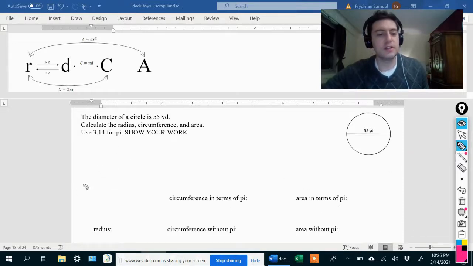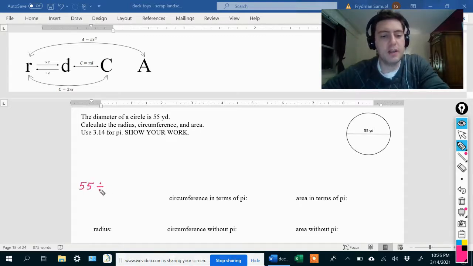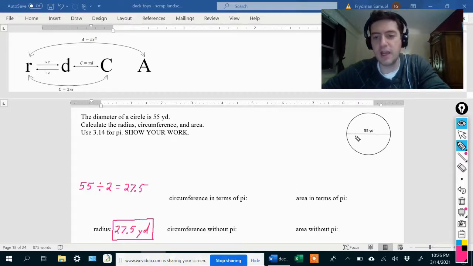We're just going to write 55, which is the diameter, divided by 2, and that would give us 27.5. So over here, we're going to write 27.5 yards, and we will box our answer. Hopefully that makes sense. If the diameter is 55 yards long, then the radius, which is only half of that, would be 27.5 yards long.